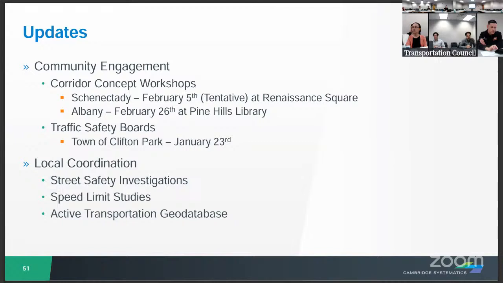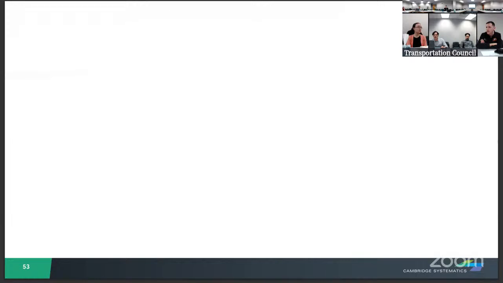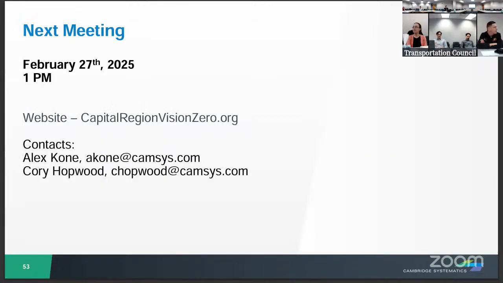So we have a few minutes left before we are kicked out of the room. Any questions, any other comments anyone wants to share with the group? So that website, capitalregionvision0.org, is where people can still crowdsource these intersection safety concerns, is that right? We still do have an online map up, on capitalregionvision0.org. Okay.